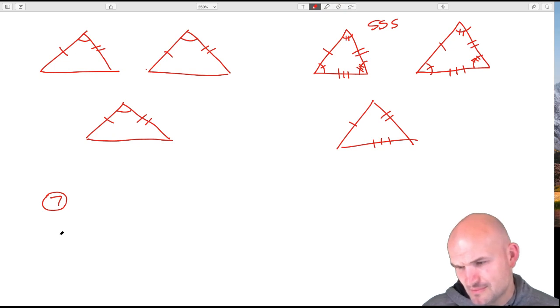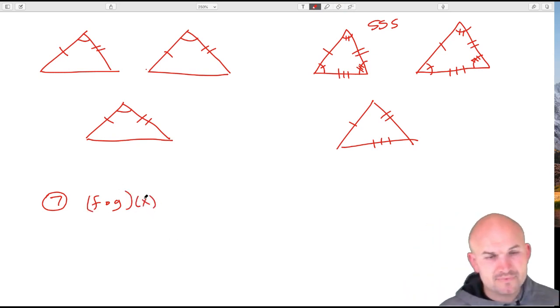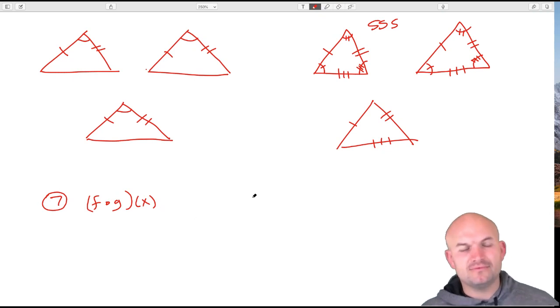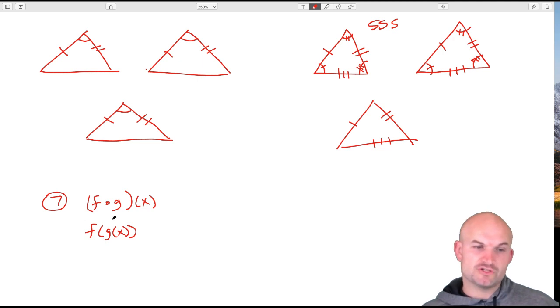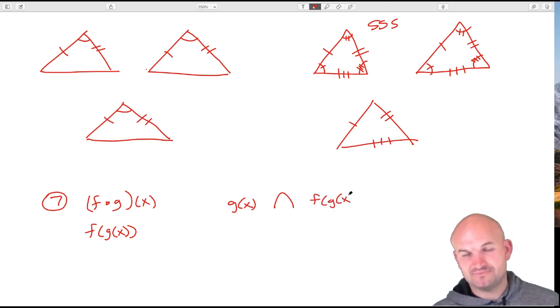Johnny says, I'm just a bit confused on how to get the domain of the f circle g function. I can explain that rather quickly. When you're trying to do the composition f of g of x, you're basically plugging the g of x function into the f of x function. To identify this domain, you need to find the intersection of two domains: g of x and f of g of x. So you basically just need to find the domain of g of x and f of g of x.